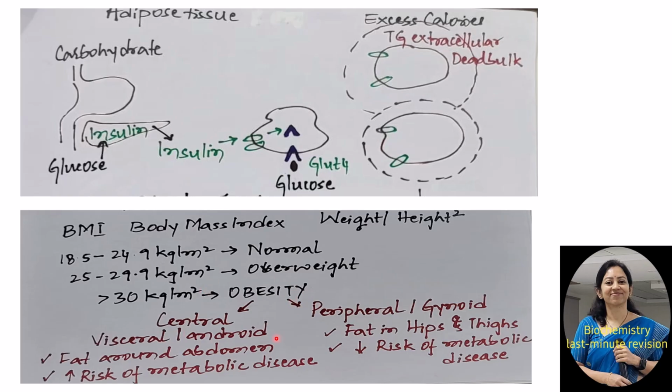This obesity is of two types, central and peripheral. Central obesity is also known as visceral or android obesity, characterized by fat accumulation around the abdomen, and this is associated with increased risk of all metabolic diseases. Whereas peripheral obesity or gynoid type of obesity is characterized by fat accumulation in hips and thighs, and the metabolic disease risk is relatively less when compared to central obesity.